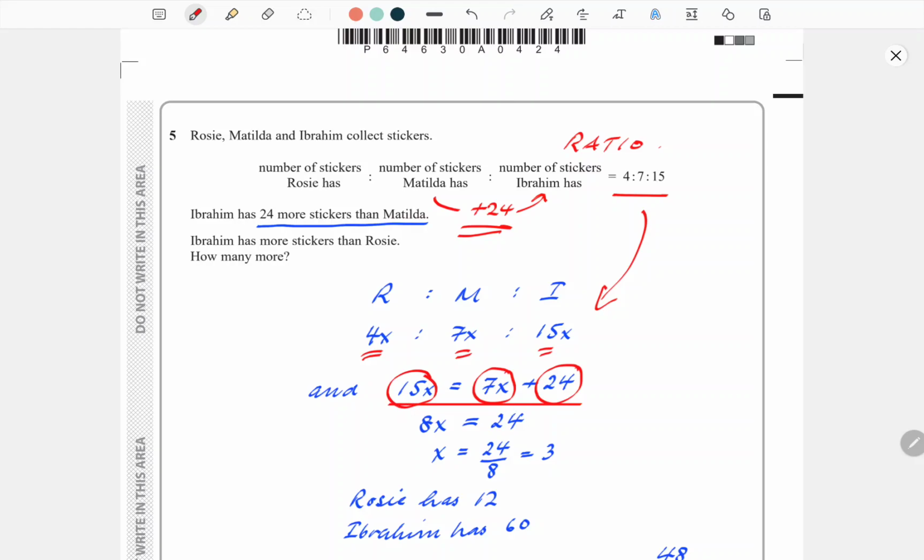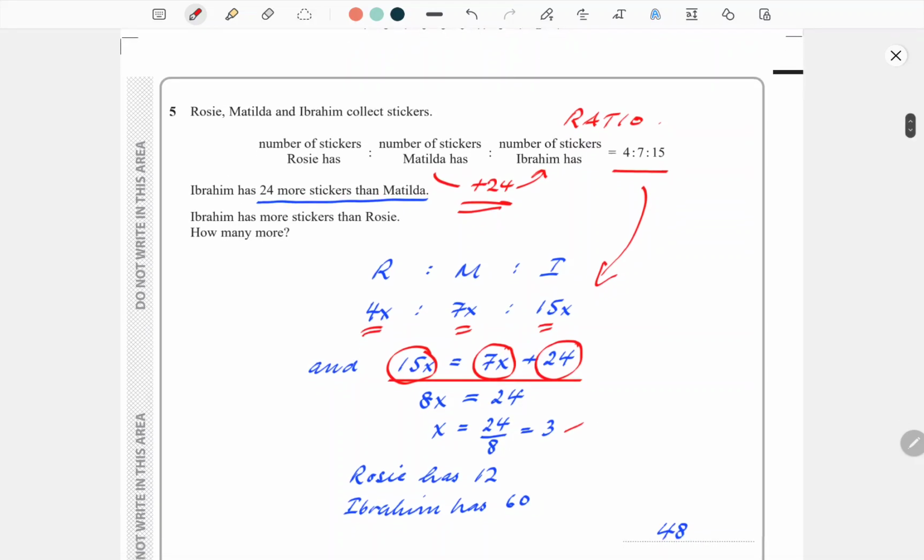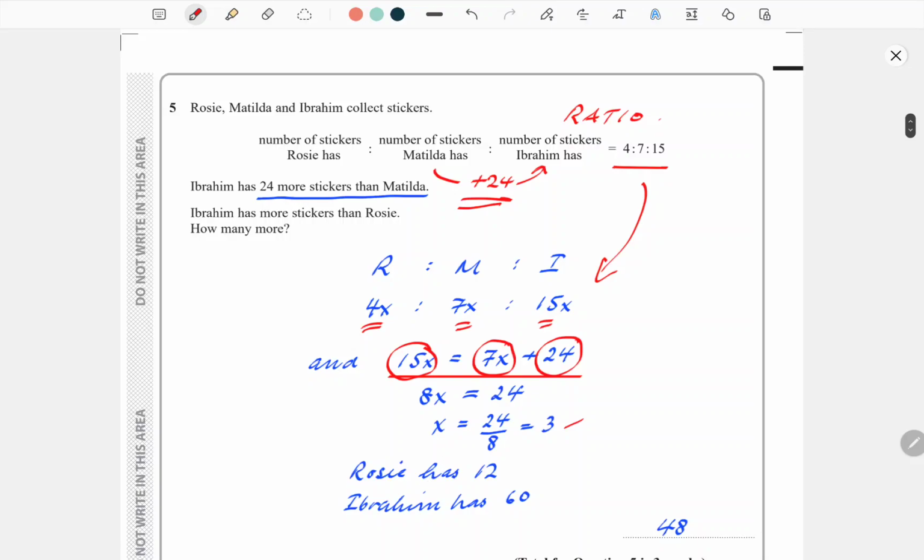So solve that. Straightforward. So 15x minus 7x, 8x equals 24. X equals 24 over 8 equals 3. So nice and simple. We now can work out the number of stickers that each person has. So Rosie has your 3, times 7. My apologies, sorry. Let me say that again. Rosie has 3 times 4, so that's 12. And Ibrahim has 15 times.